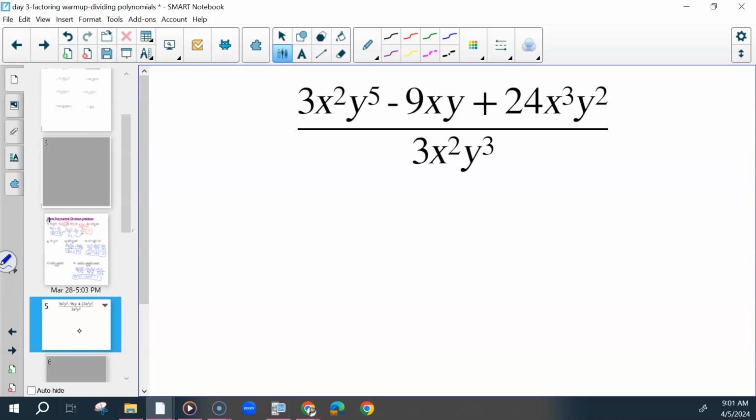You're just writing this down. Okay? So this one can be done using both methods, but I'm going to show you what happens with both.